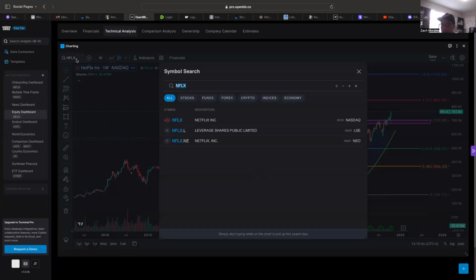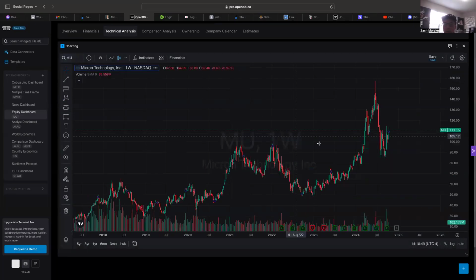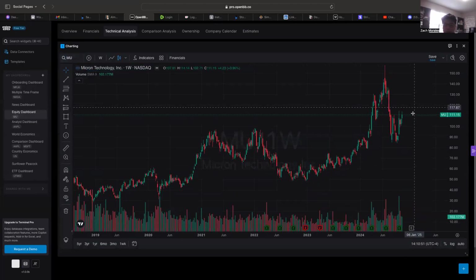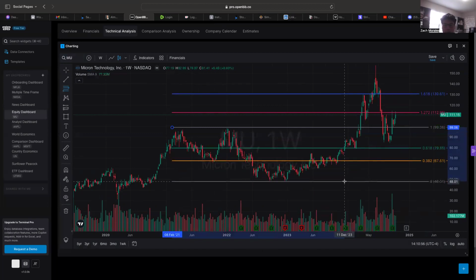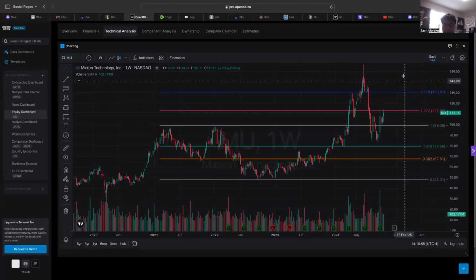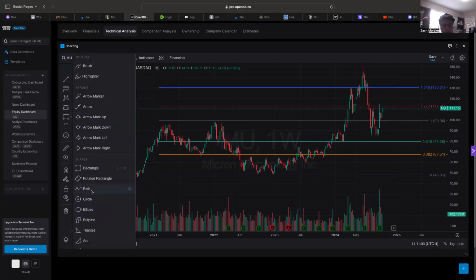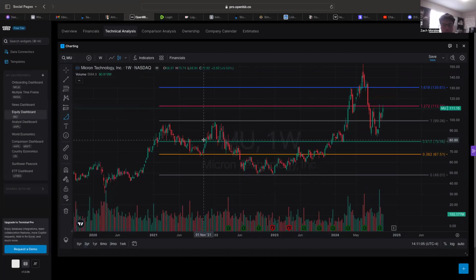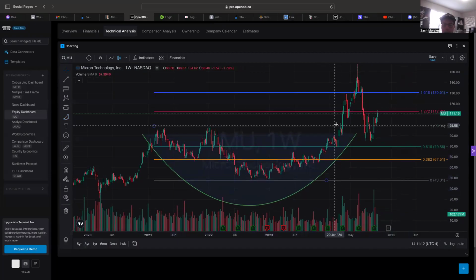If we take a look at something like MU, it had a really explosive move off of its base breakout. We come in here, we draw our base. This was our original base that we had, and this thing just absolutely exploded. Let me draw the base for you so you can see it. This was our base, in through here. Very explosive move, and it came right up well past our 1.618 Fibonacci extension.